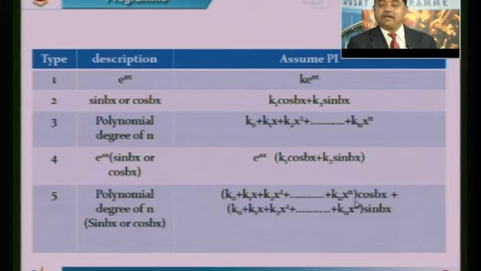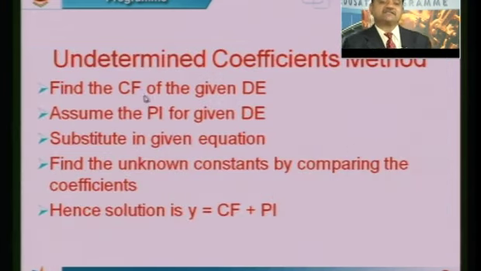The last one, polynomial of degree n into sine or cos. Write the polynomial into cos bx, write the polynomial into sin bx. This is a little bit complicated, most probably may not be that important, but the first 4 are quite important results. Now you have seen what the unknown constants are, in terms of k1, k2. Now let me go back to the working procedure. Now you can understand it.